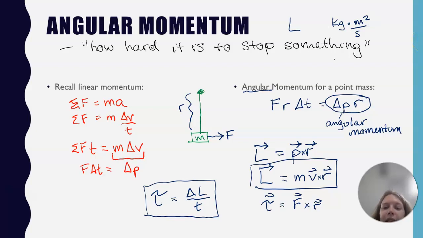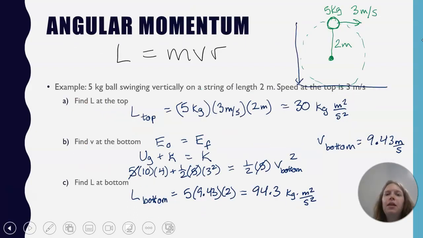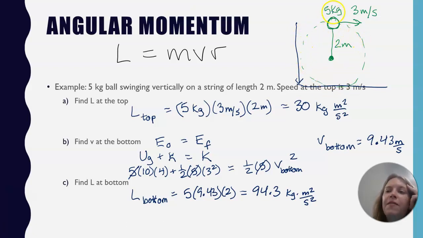So let's look at an example of angular momentum of a point mass. If I have a ball on a string and it has a mass of 5 kilograms, at the top it's moving at 3 meters per second, and the string has a length of 2 meters. Let's find the angular momentum of this ball at the top. So we would just take its mass times its speed times the radius, and we would get 30 kilograms times meters squared per second.